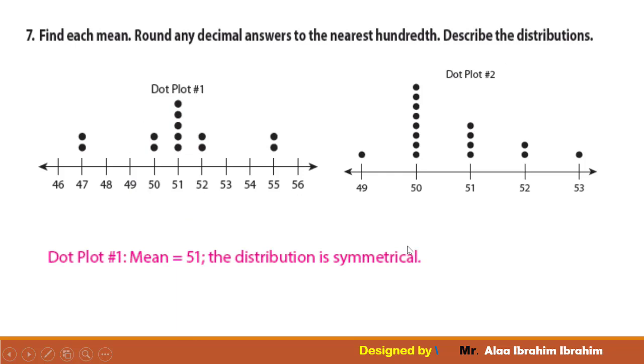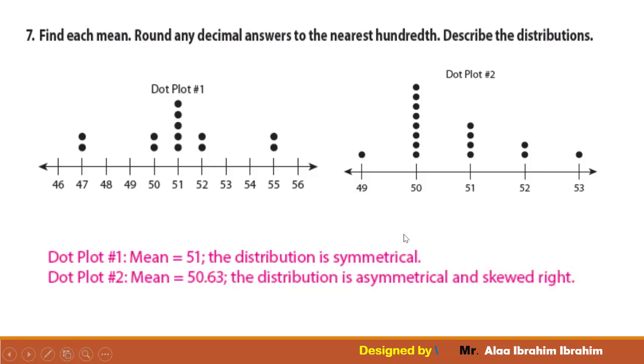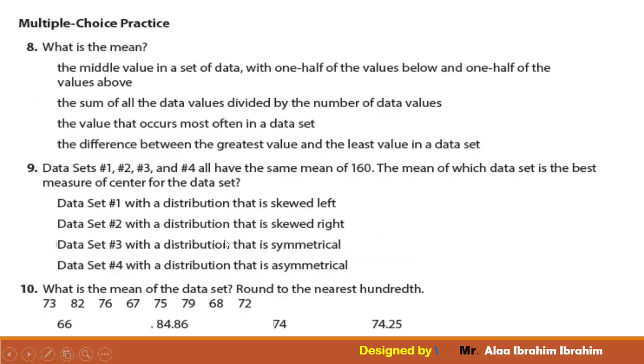The same way with this number and this number, but here you have to see which one is symmetrical. Here it is very clear that it is symmetrical, but here it is not. So the best one will be the first dot plot, it will be more accurate. Now for this multiple choice, I need to know the definition of mean. The definition of mean is the sum of values over the number of these values. I want to see, if I have many values and all of them have the same mean, 160 here, 160, 100, which answer will be better? I told you the symmetrical one will be better here.